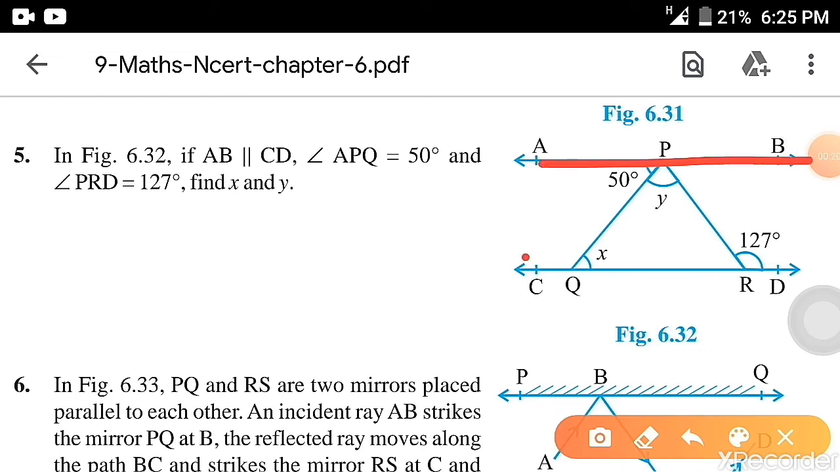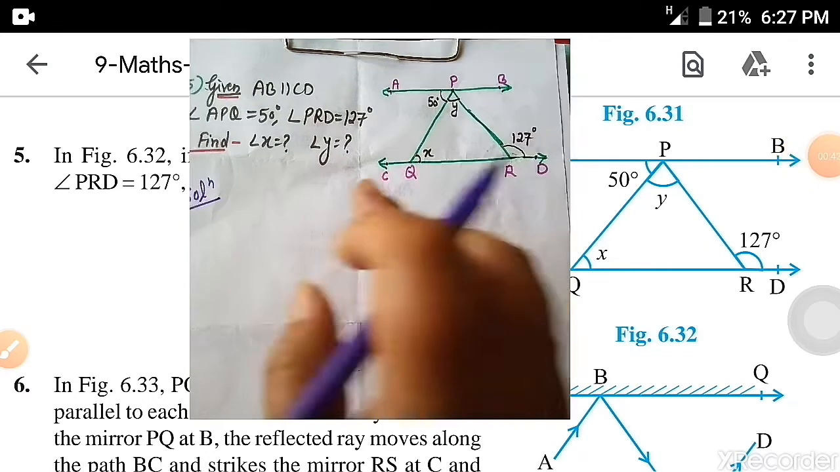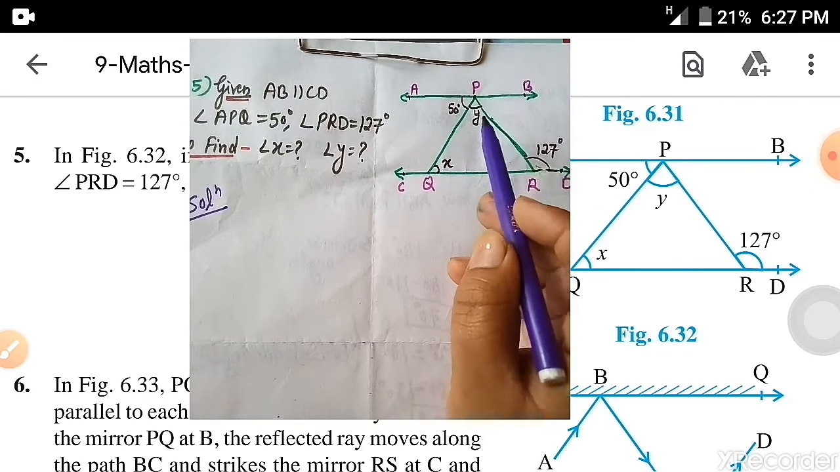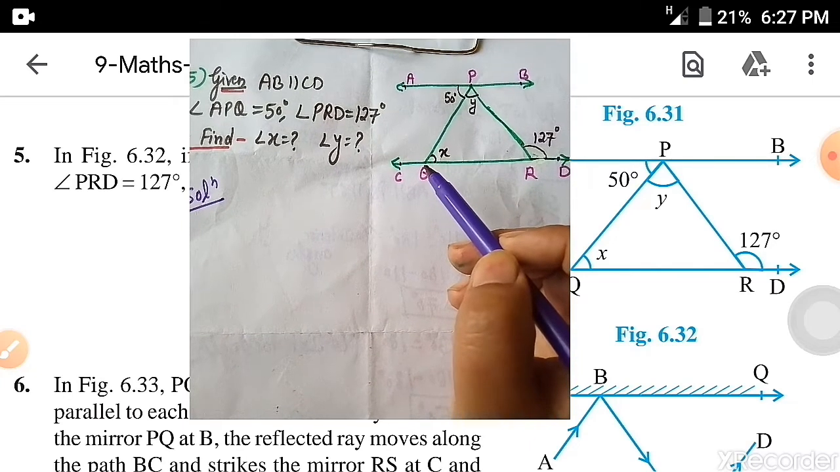AB is parallel to CD, it is given in the question, and angle APQ is given as 50 degrees, and the second angle PRD is given as 127 degrees. Now with the help of these angles we have to find the values of X and Y, and since these two lines are parallel, we have to use the parallel line concept also. So see how we will solve this. I have made the figure for you, and we have to find the values of X and Y in this. We will first find the simplest value.